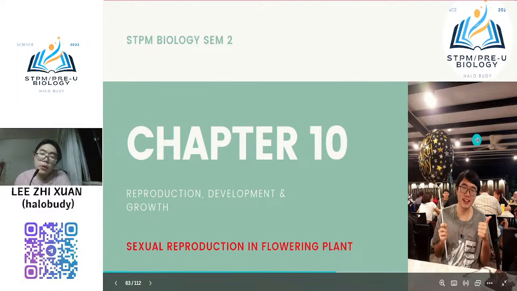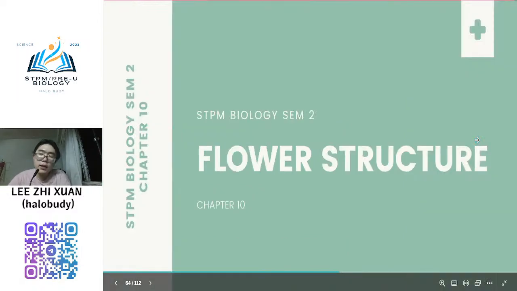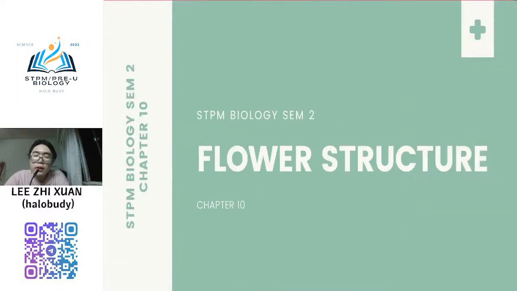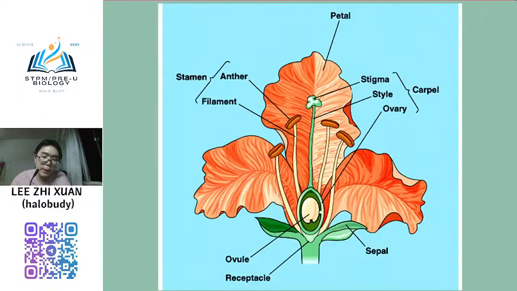So according to the syllabus, we will learn about the double fertilization and also the seed and the embryonic development of the seed. But before we go to the double fertilization, the most important thing is you need to know about the flower structure. Okay, so this one you actually already learned in STPM 2.